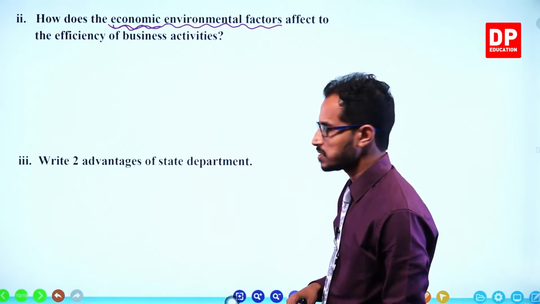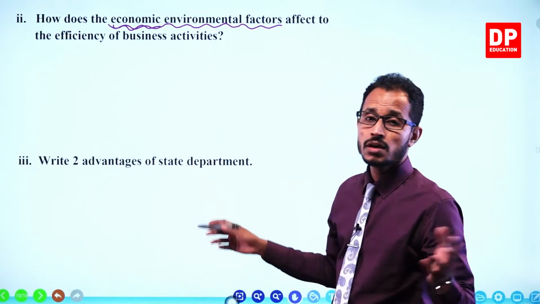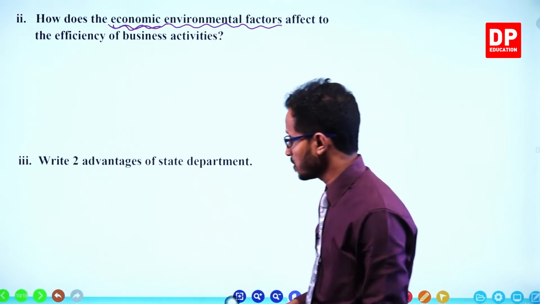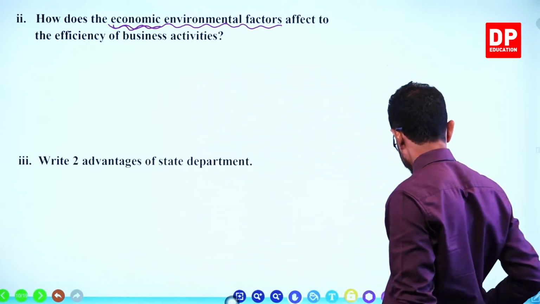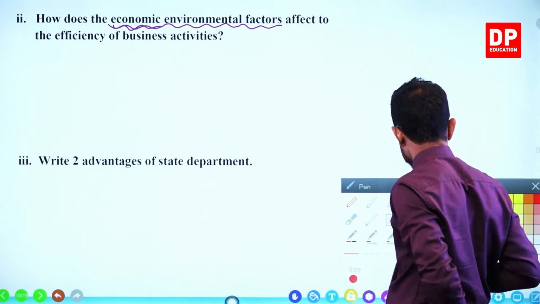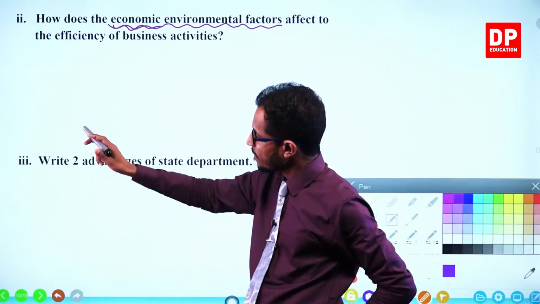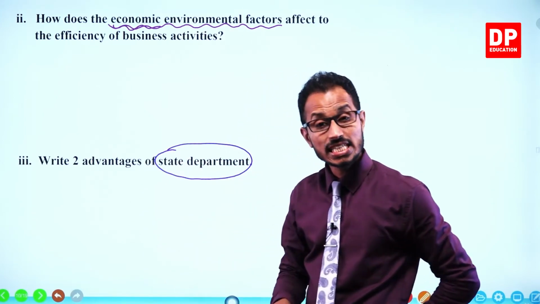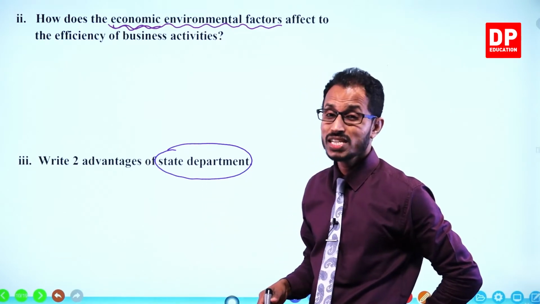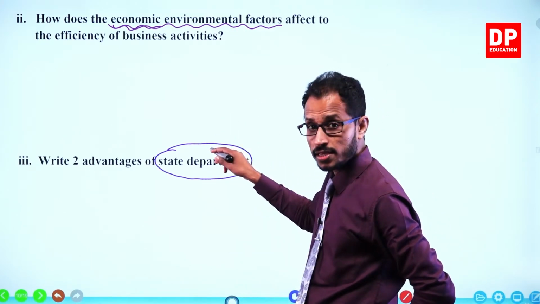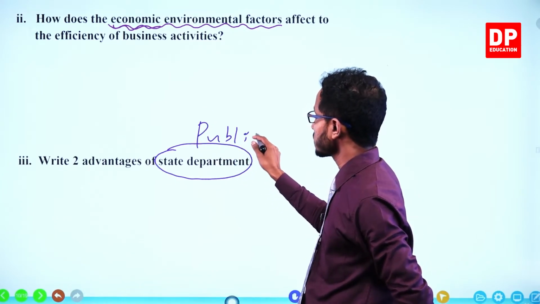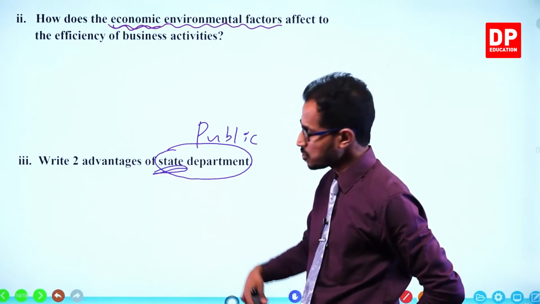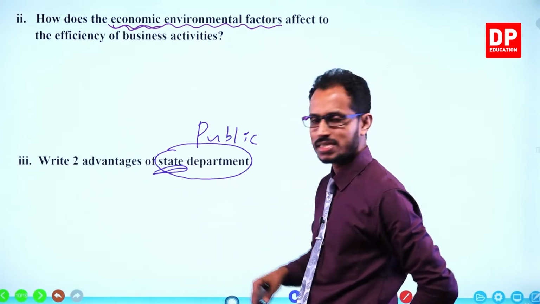Okay, third part. Write two advantages of state departments. Yeah, we can write 4, shall we? Not 2, we can write 4. Children, state departments belong to which sector, according to ownership? Private or public? Public sector. See, the word state means government. So public sector means government sector. State sector means government sector.